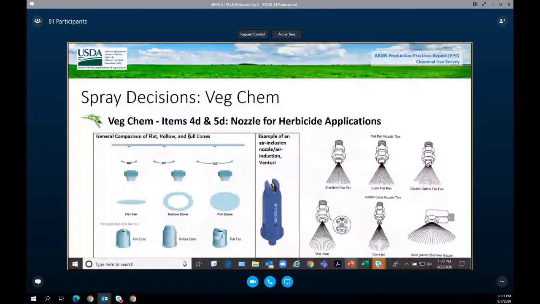And similarly, in the IM, we're going to include some of these different charts to show some of the most typical types. We found that hollow cone was by far the most common for vegetables, but flat fan and full cone can also be used for different applications, so we still wanted to include that.